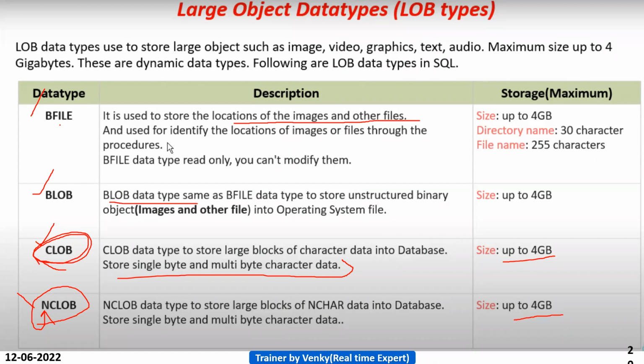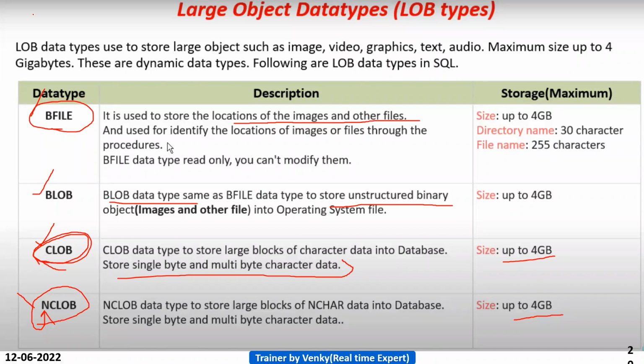BLOB data type is the same as the BFILE data type in that it stores unstructured binary objects. An unstructured binary object is nothing but binary data. There is no structure. If you take a character string, for example, Venky, there is a structure. It is a word, it has alphabets. But for an image, we can't tell what the structure is. For video or graphics, we don't know what the structure is. If you take audio, we can't assume what the structure is.